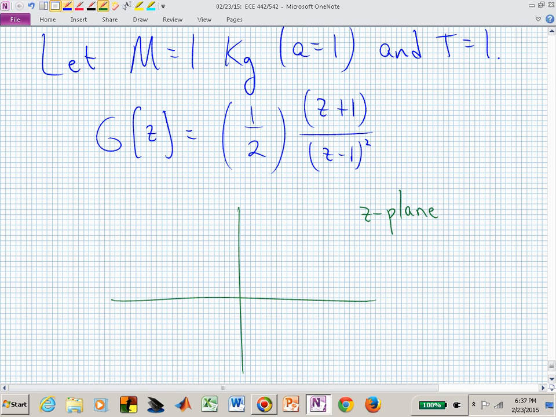What do we have here in the Z-plane? Do we have any zeros? Do we have any finite zeros? Any finite values of Z that cause capital G of Z to equal 0?